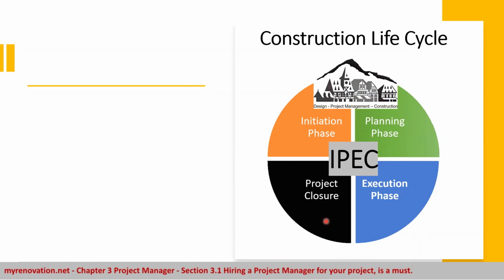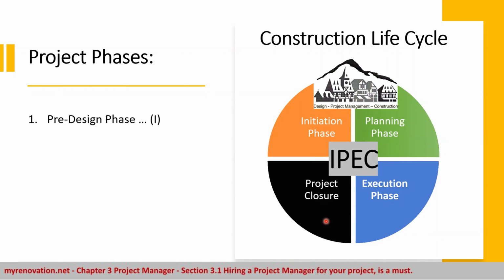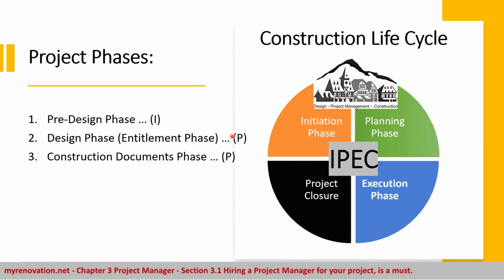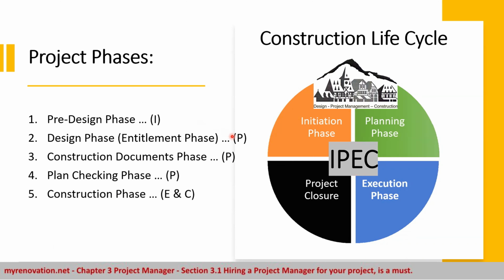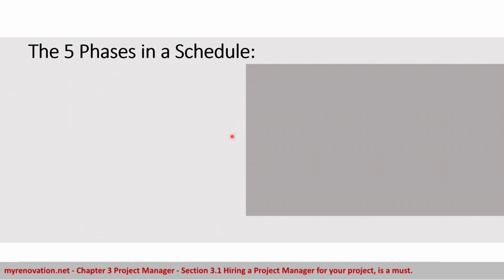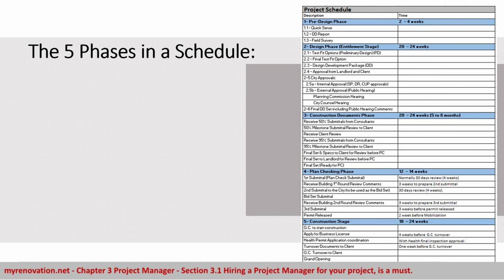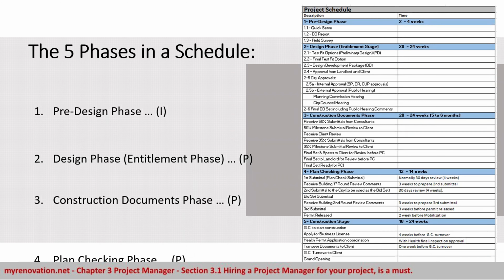So let's translate this construction life cycle into project phases. We have 5 different phases for any project: pre-design phase, design phase, sometimes we call it entitlement phase, construction document phase, plan check phase, and construction phase. So I want to discuss these 5 phases in a schedule, which will make it a lot easier to understand the process.